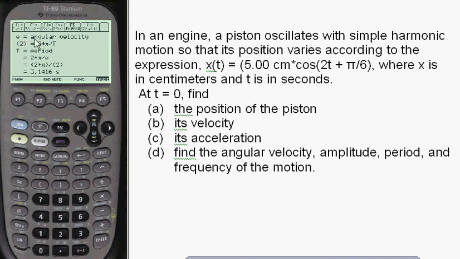Omega equals angular velocity, which here is 2, and is equal to 2 pi divided by T. So we're looking for the period here. Period is 2 pi divided by omega, and turns out to be 3.1416, which is pi really. Frequency is 1 over the period, 1 over pi, 0.31831 hertz.